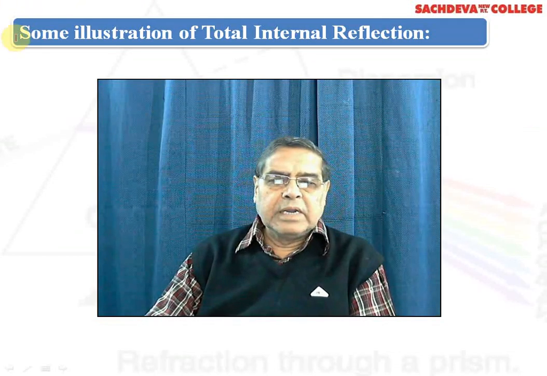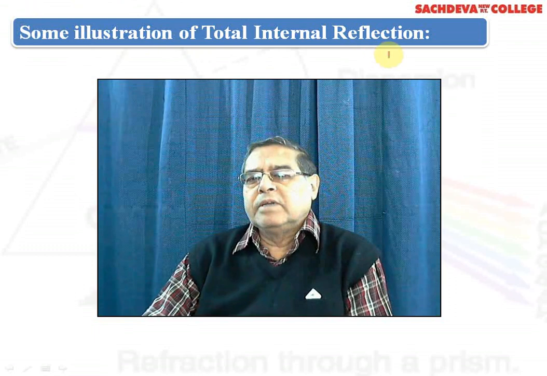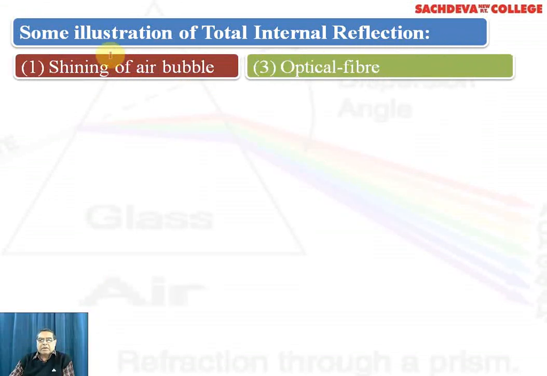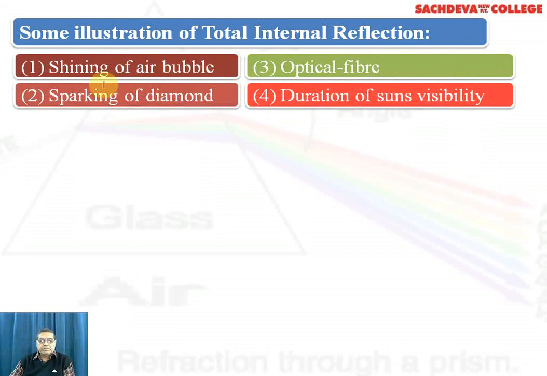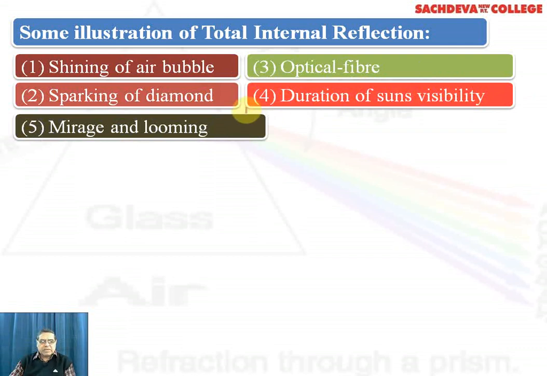Now there are certain illustrations of total internal reflection. One very important illustration is the shining of an air bubble, and the second is the sparkling of diamonds. Then there is the optical fiber, and number four is the duration of the sun's visibility. So these are some examples. And mirage and looming.